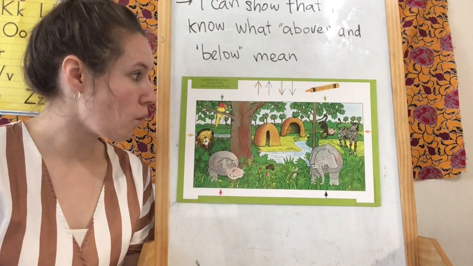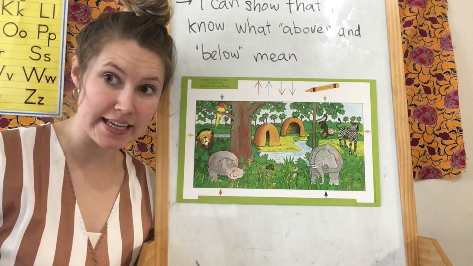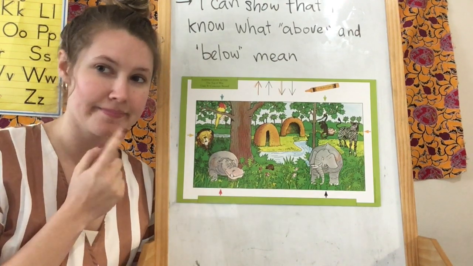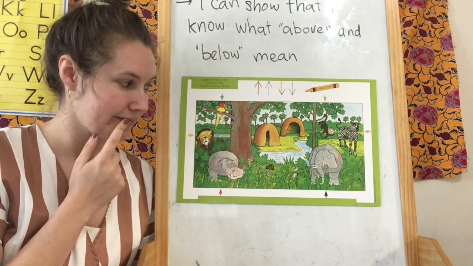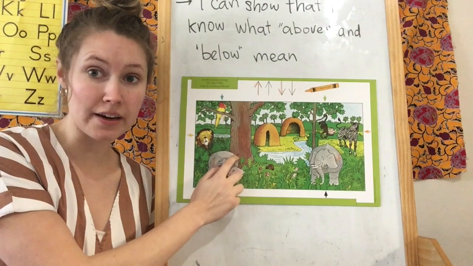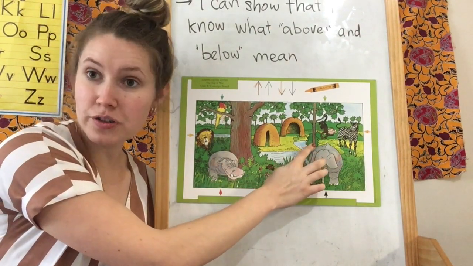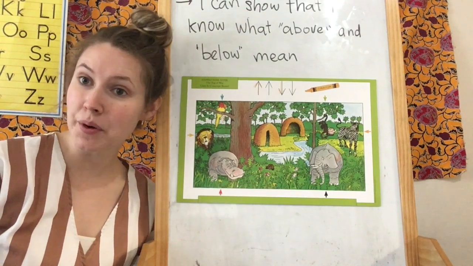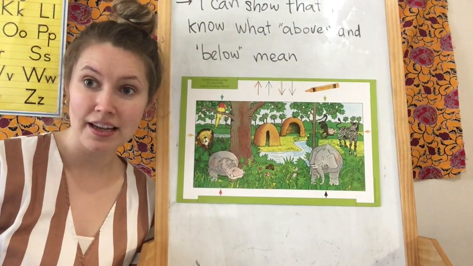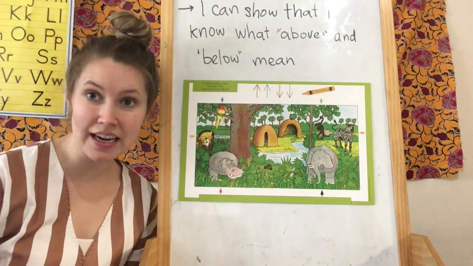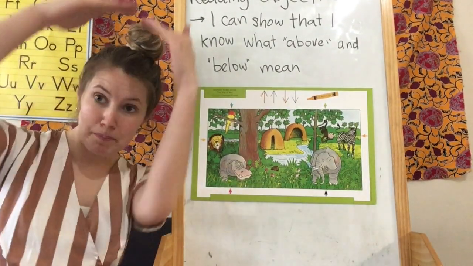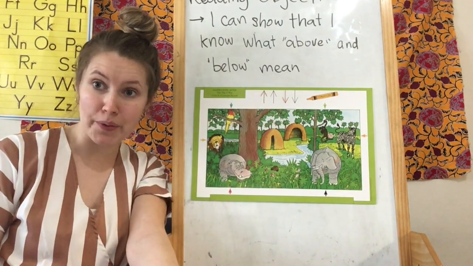I see some wide and thin trees. Which tree is wider? This tree is much wider than this tree. This tree is much thinner. So those are going to be things that we're going to keep talking about this unit. Now today, remember, our objective is to show that we know above and below.